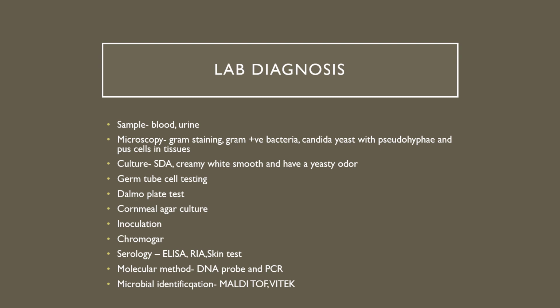For serology, there is a new form of serology that has come, that is the 1,3-beta-D-glucan assay. Along with that, we can also go for ELISA and RIA, and also we can go for a skin test. Here they would show delayed hypersensitivity because of the CMI function indicator. Next is the molecular method. We can do DNA probes or PCR method. For microbial identification, MALDI-TOF and Vitek.